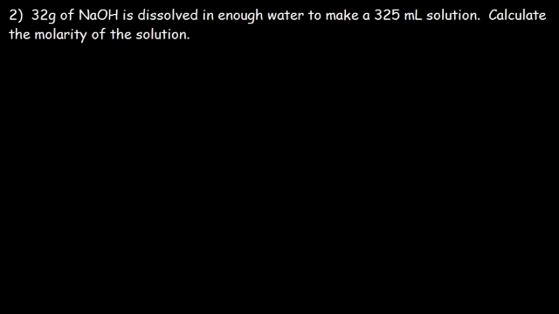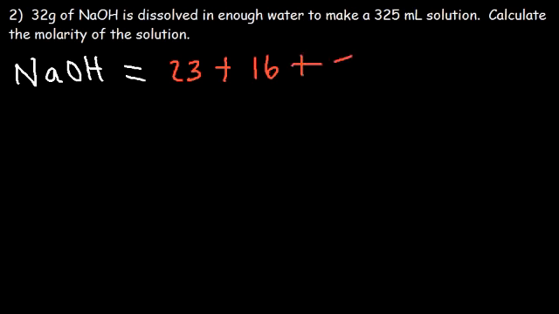Number 2, 32 grams of sodium hydroxide is dissolved in enough water to make a 325 milliliter solution. Calculate the molarity of the solution. So we know molarity is defined as the moles of solute divided by the liters of solution. So we need to convert grams of sodium hydroxide, which is the solute, into moles. So let's find the molar mass first. Sodium has a molar mass of 23 according to the periodic table, and for oxygen it's 16. For hydrogen it's about 1. So sodium hydroxide has a molar mass of 40 grams per mole.